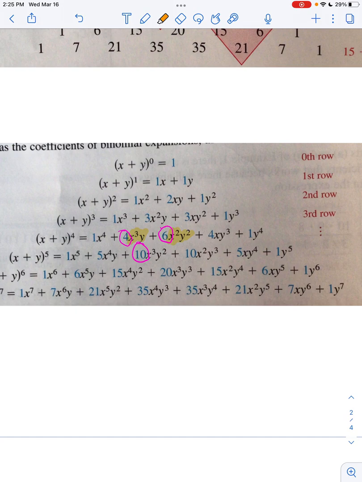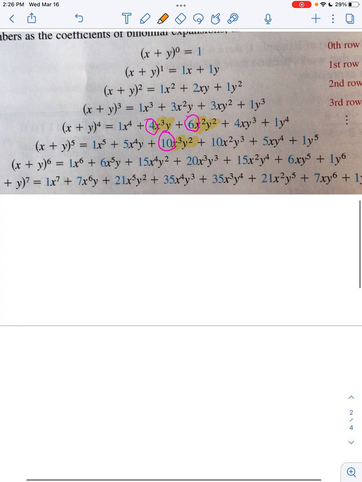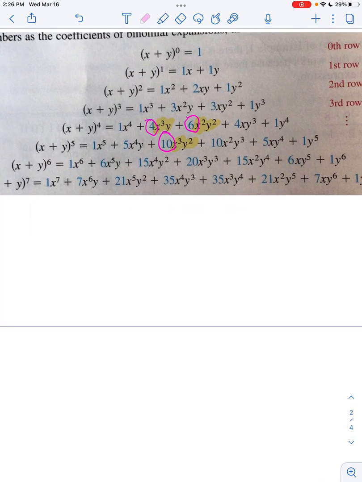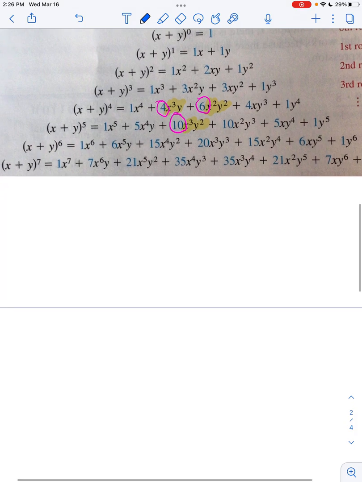And then notice what the exponents are doing for x. In our 4th row, they're adding up to 4: 3 plus 1 is 4, 2 plus 2 is 4. In this row, it's 5, so 3 plus 2 is 5. So you can work in a system to be able to get these answers much more quickly.